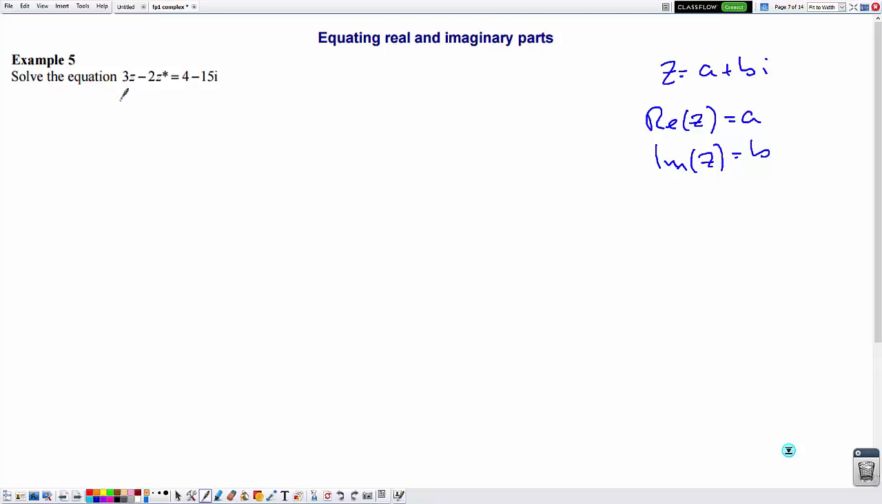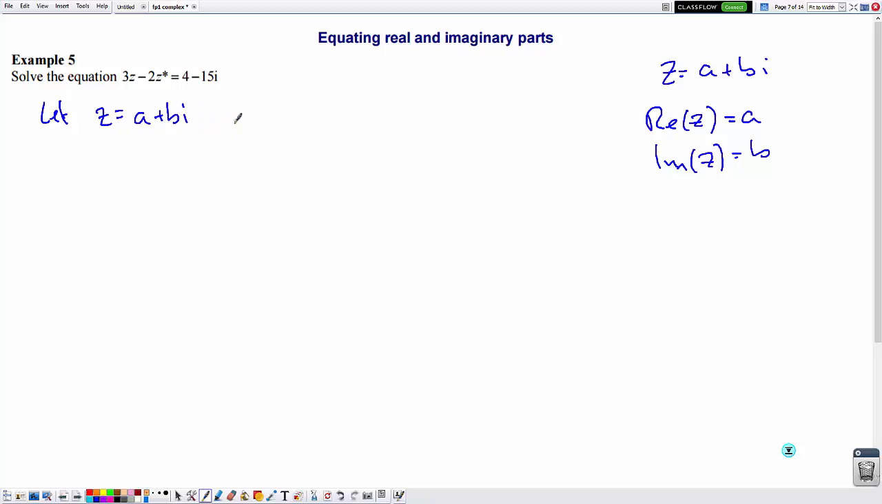We're going to solve the equation 3z minus 2z star. Now, remember, this is the conjugate of z, equals 4 minus 15i. So, for this, we're going to say, let z be equal to a plus bi. I think sometimes in the notes, they start using x plus iy. Doesn't matter which one you use.